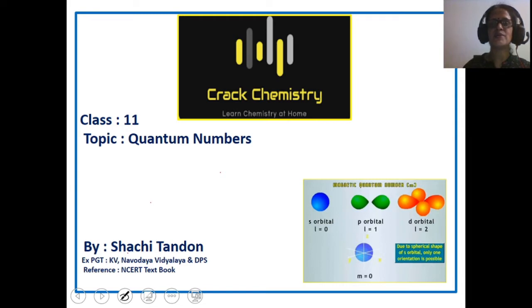Children, today I am going to cover a class 11 topic. The name of the topic is quantum numbers. This topic is included in class 11 NCERT textbook part 1. The name of the chapter is structure of atom and this is the second chapter of our NCERT chemistry part 1. So, I'm going to explain you the quantum numbers in a very simple and interesting way.